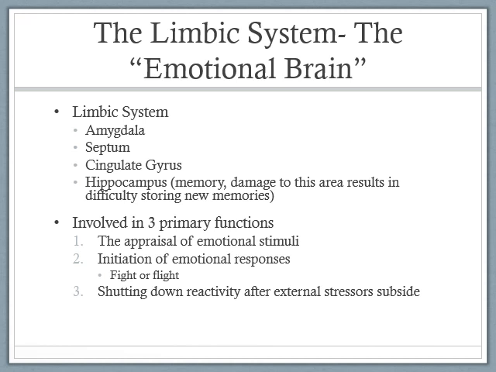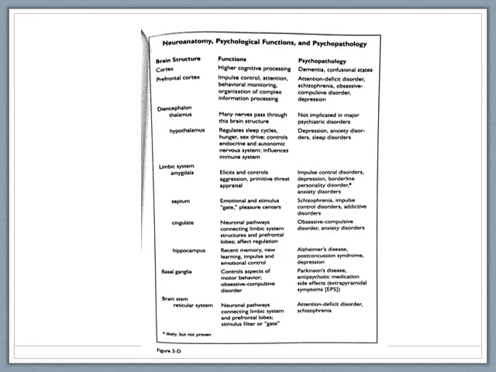And the limbic system is involved in 3 primary functions. This includes the appraisal of emotional stimuli, the initiation of emotional responses, such as seen with fight or flight, and shutting down reactivity after external stressors subside. This is actually found in your book, and it shows you the brain structure, the functions, and any psychopathology that is associated with those specific brain structures in which the functions are damaged.